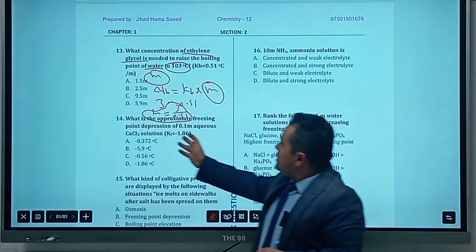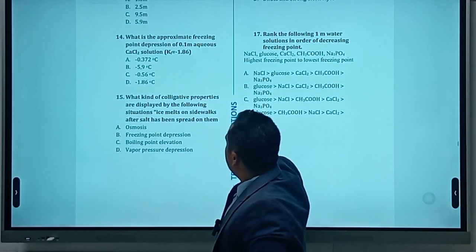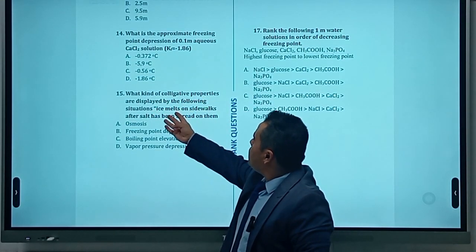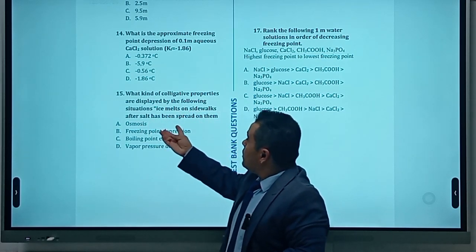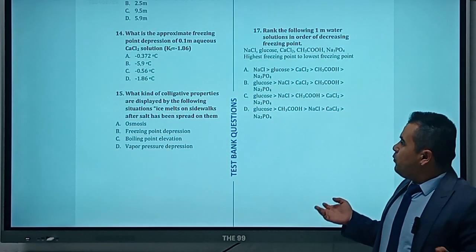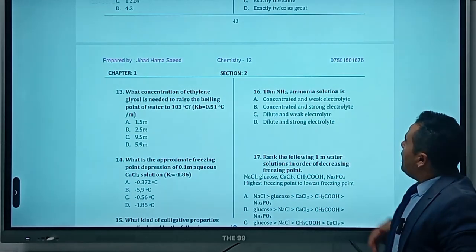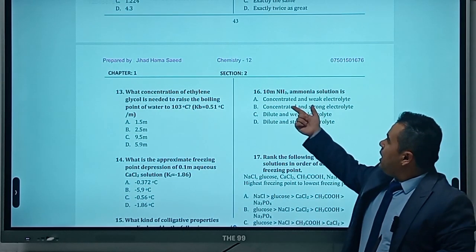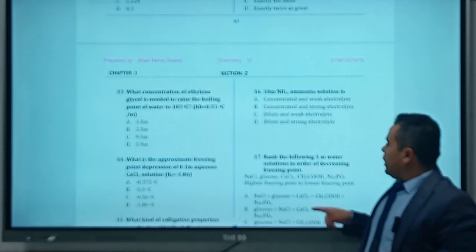What's the approximate freezing point depression? This calculation, I will not be solving calculations, guys. What kind of colligative properties are displayed by the following solution? Ice melts on sidewalks after salt has been spread on them. Of course, freezing point depression. A 10 molar NH3 ammonia solution is concentrated but weak electrolyte.